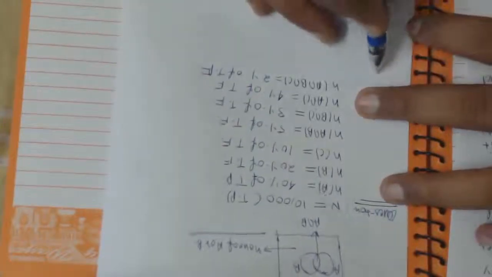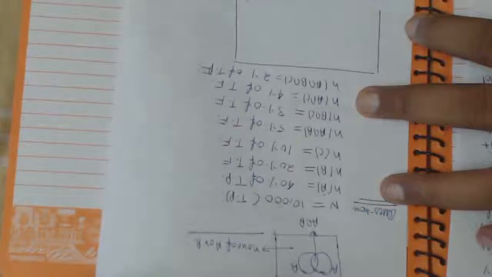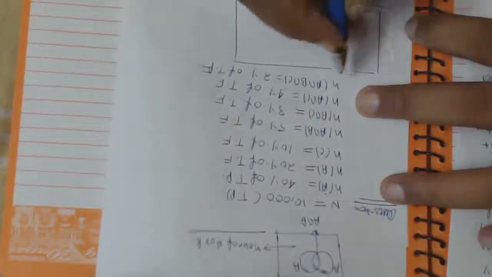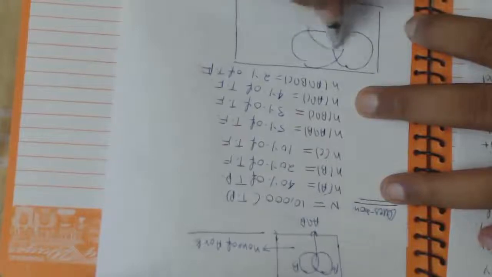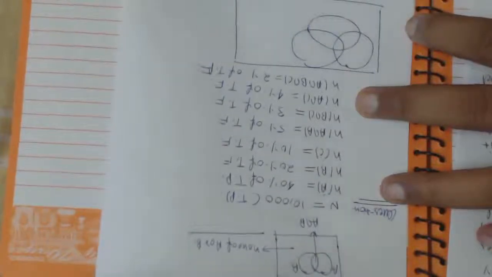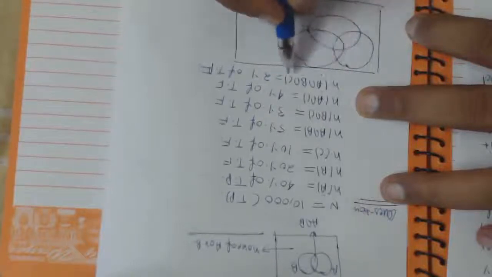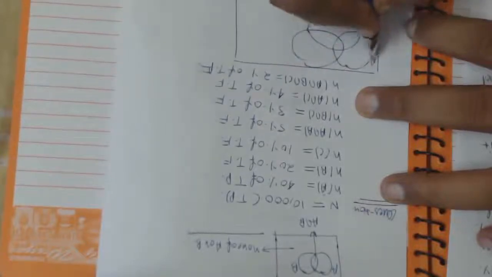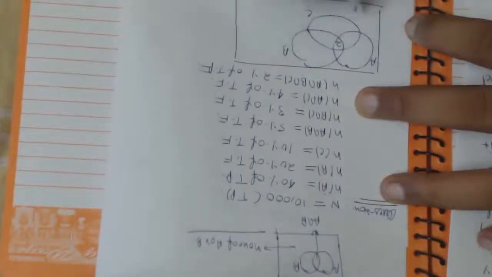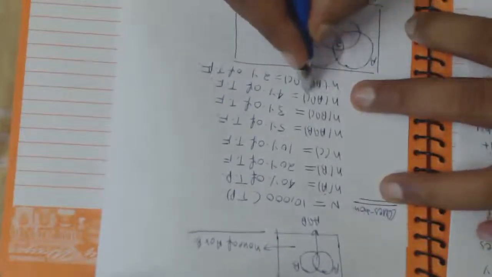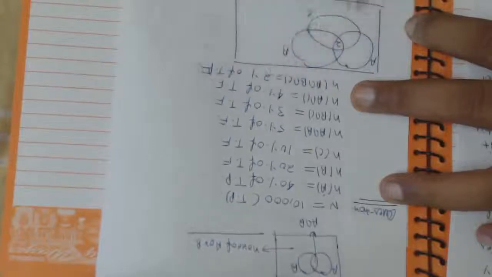Okay, so from this given data I am drawing a Venn diagram. I had already told you the Venn diagram is to make complicated problems simple. Here first I have to write down what is common in all three. So 2% is common in all three. Then I move to A and C. For A and C it is 4%.